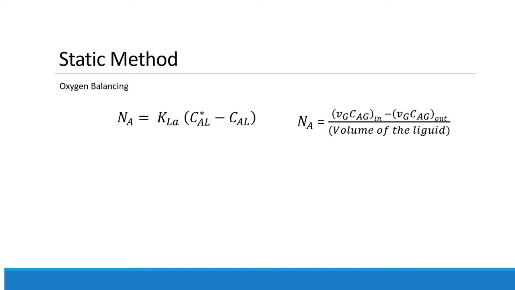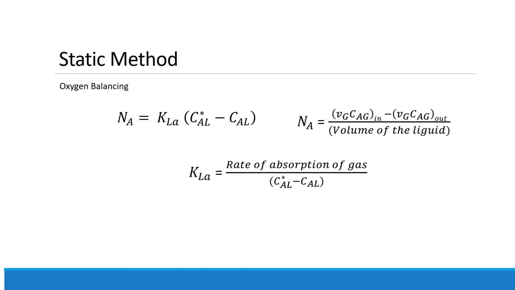where CAg is the concentration of the gas in the gas stream with flow rate Vg. Thus, Vg CAg,in gives the quantity of gas entering per unit time, while Vg CAg,out indicates that in the outlet stream per unit time. The numerator indicates the quantity of gas absorbed in unit time. Combining the above two equations gives KLa = rate of absorption of gas divided by (C*Al - CAl).